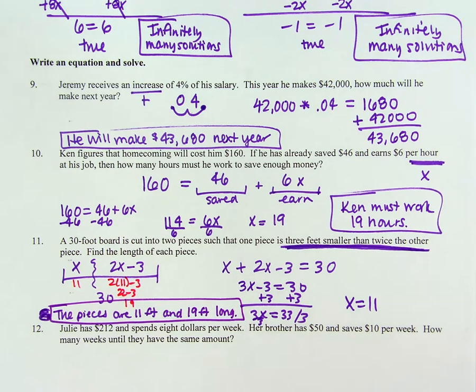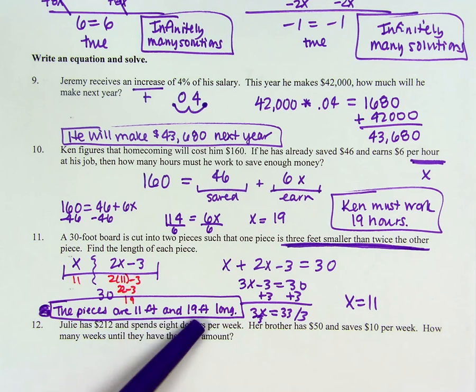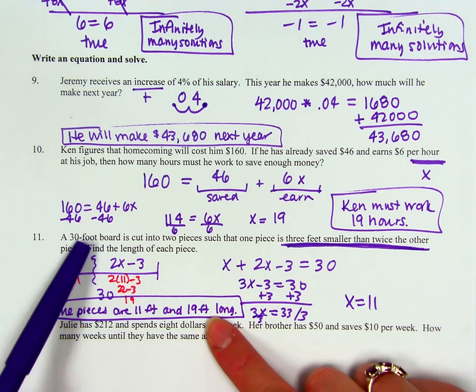All right, and you can always go back and check. So is this one 3 feet smaller than twice the other? 11 times 2 is 22, minus 3 does give me 19, and do they add up to 30 feet? Yes.